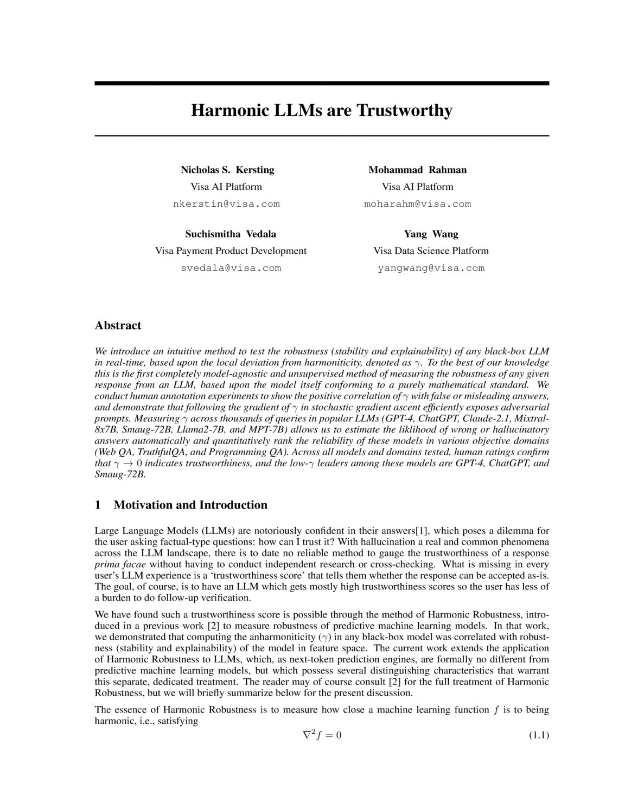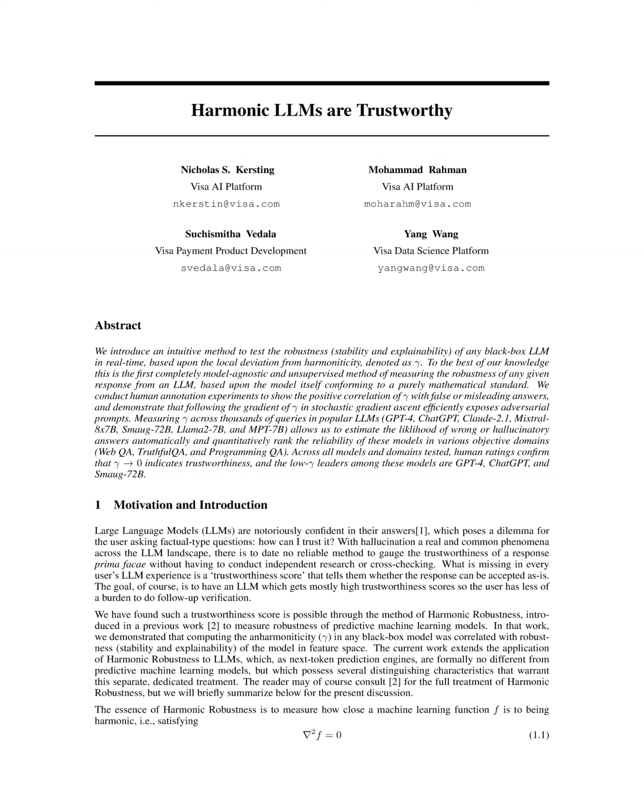The proposed method aims to solve the problem of assessing the trustworthiness of responses generated by large language models, LLMs, in real time without the need for independent research or cross-checking. The method introduces a trustworthiness score, denoted as gamma, based on the concept of harmonic robustness, which measures the stability and explainability of LLM responses.